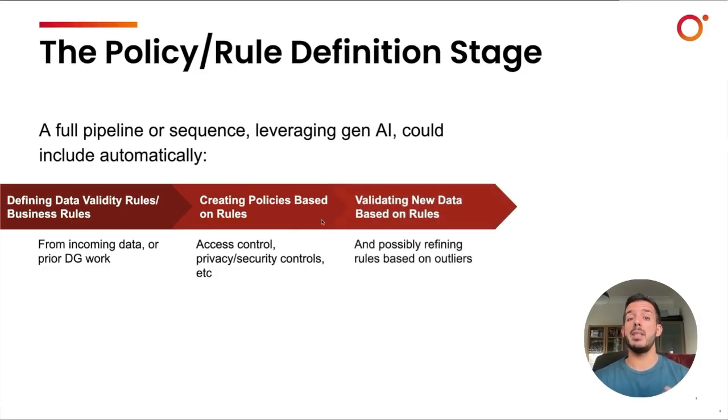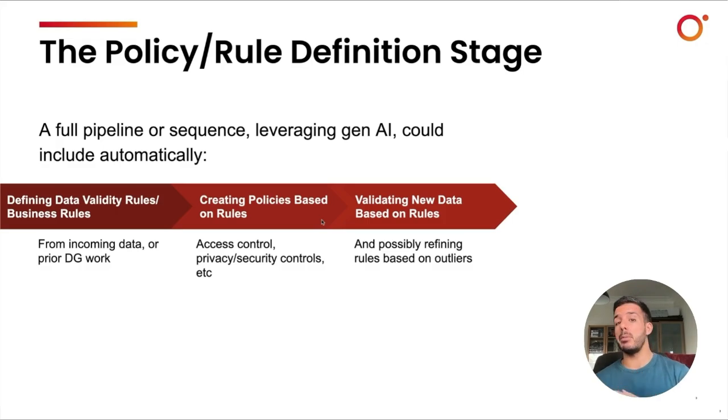Then another step could be to validate new data based on those rules. For example, if we define a data validity rule that an instance of the customer entity must have an ID and a valid address, then now anytime that we acquire or ingest new customer data, it has to obey those rules.